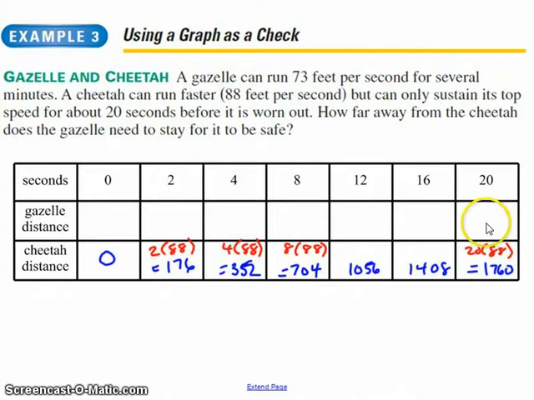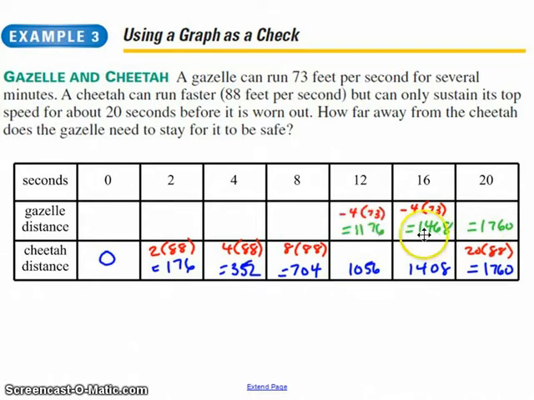So for the gazelle to be caught right at the 20th second, it would be at 1,760 feet after 20 seconds. Now here, I did this problem completely differently from the way the textbook did, and we'll talk about why in class. But I decided, okay, so now let's work backwards. I'm going to subtract off 4 seconds because there's a 4-second gap here. And the gazelle runs 73 feet every second. So 4 times 73 is what I'm going to subtract off. 1760 minus this number in red is 1,468.